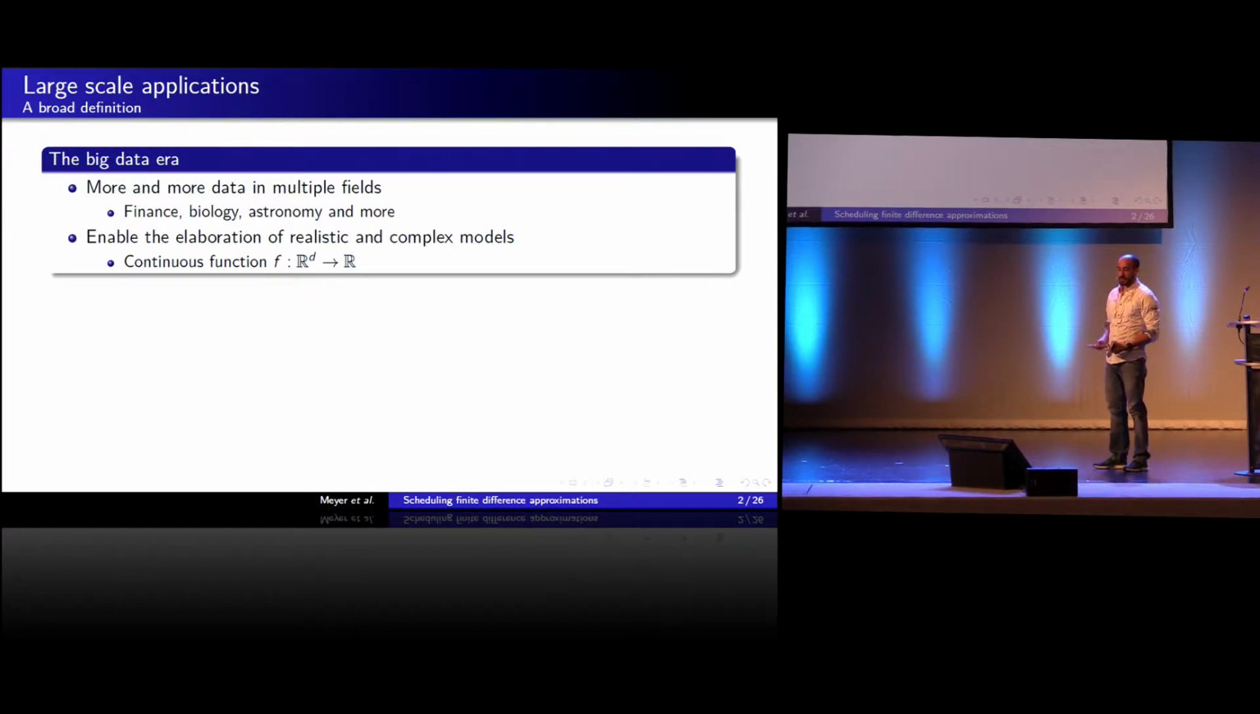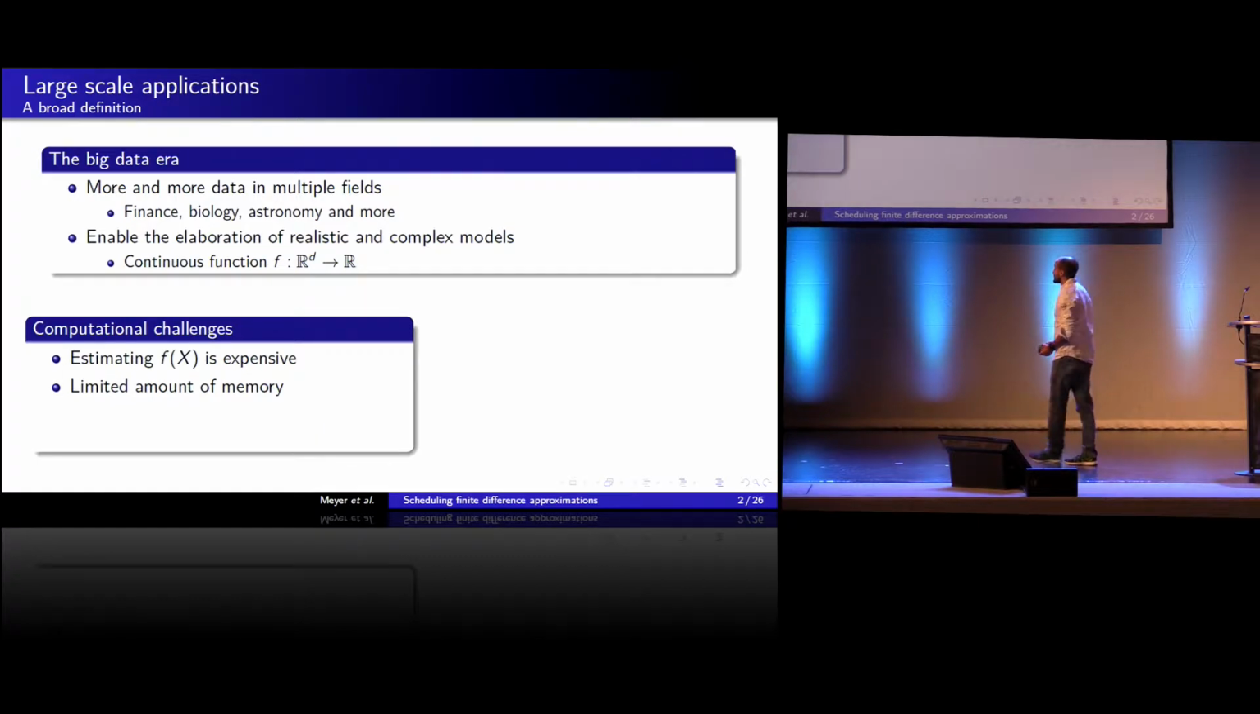In this current era, we have a lot of data generated by different fields, like finance, biology, astronomy, and so on. And it enables us to elaborate realistic and complex models. For this talk, we'll assume that we have a continuous function that is associated with this model. And computing this function is quite a challenge because it's expensive, and so we want to use parallel resources to compute it faster. But also, because of the limited amount of memory, we cannot fit all the data in memory all the time, it's limited resources.